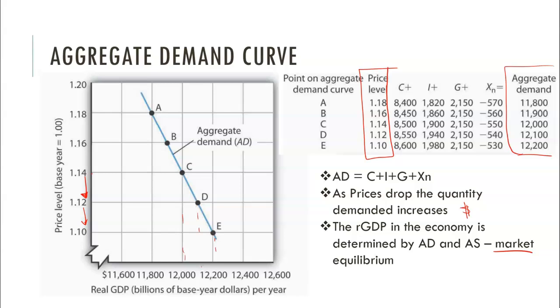So let's talk about things that are going to shift the curve, or determinants of aggregate demand. Why is it on that particular line? Why is consumption at 8,500 when the price level is 1.14? Or why is net exports negative 540?